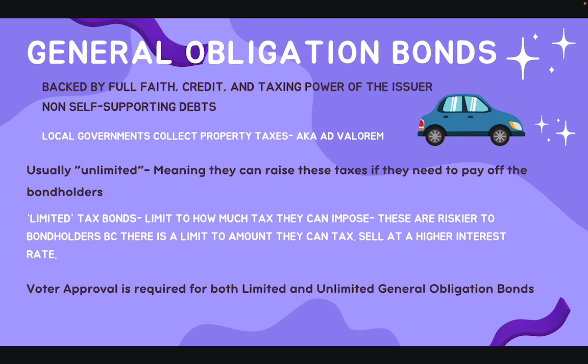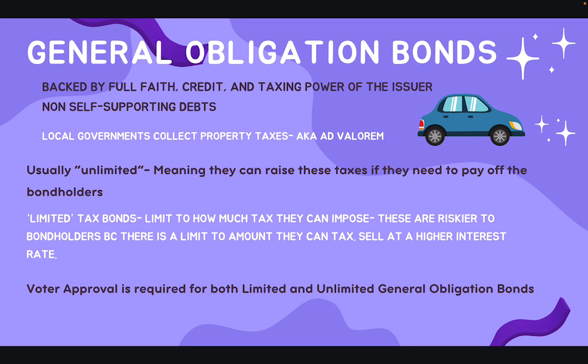But right now we're talking about general obligation bonds. These are backed by the full faith, credit, and taxing power of the issuer. Whoever issues the bond is backing this bond. These are non-self-supporting debts. Local governments generally have one way of raising money for themselves, with a couple of exceptions, and that's through collecting property taxes. They're called ad valorem taxes. Usually these ad valorem taxes are unlimited, meaning they can raise the taxes at any time if they need to pay off the bondholders. They're not limited in the amount they can raise.